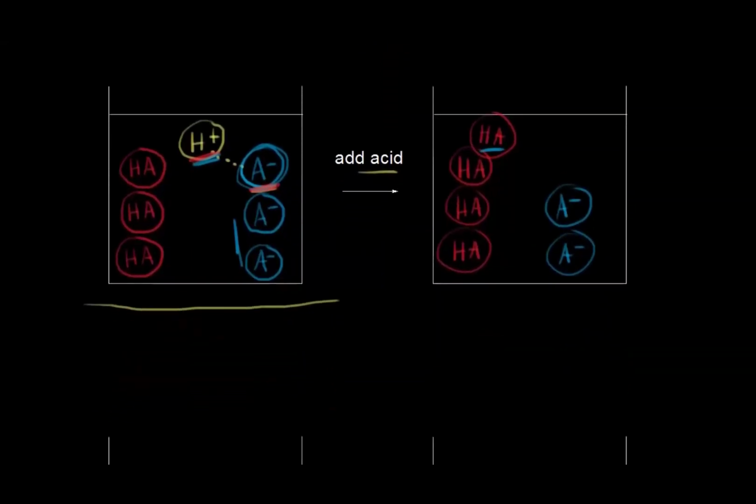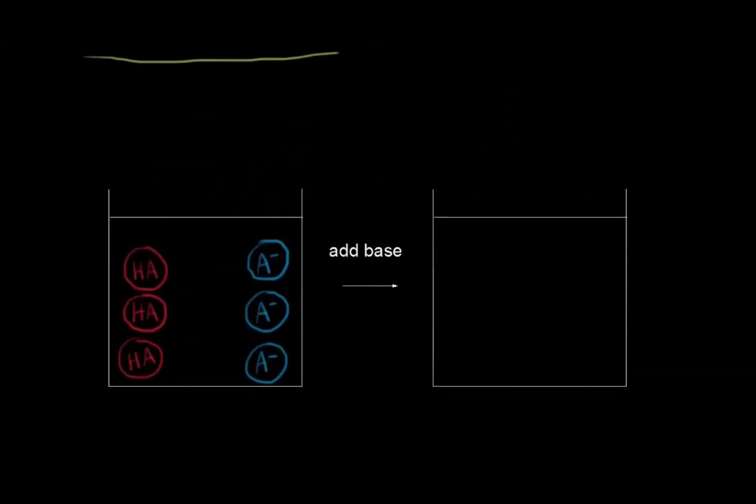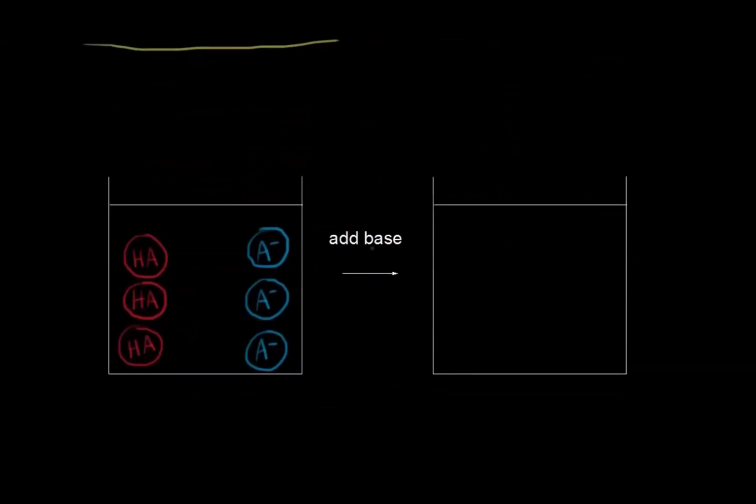So next, let's think about our buffer solution. And this time we're going to add a strong base. So we're going to increase the concentration of hydroxide ions in solution. So if we increase the concentration of hydroxide ions in solution, you would think that would increase the pH, right? And it would, except for the fact that we have an acid that can react with our base, right? So we have some weak acid present here, and the hydroxide ion is going to pick up a proton from HA, right? So we have H plus here.